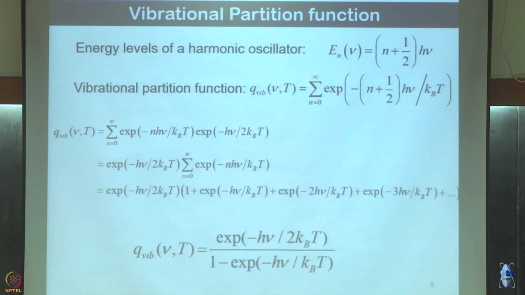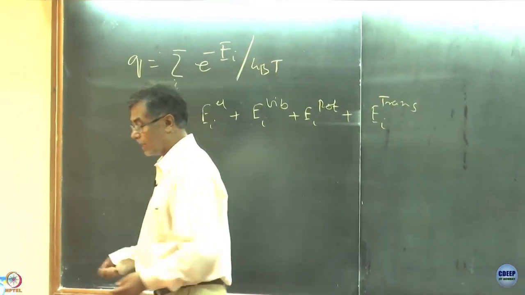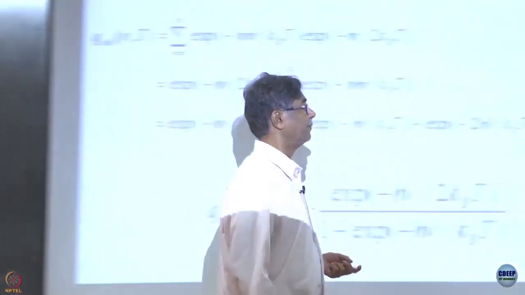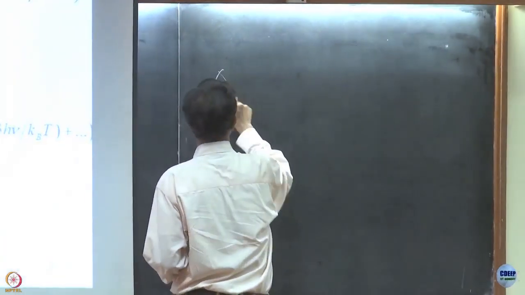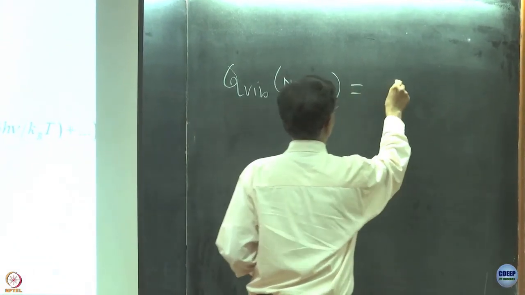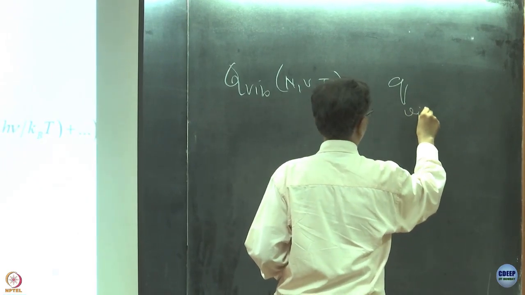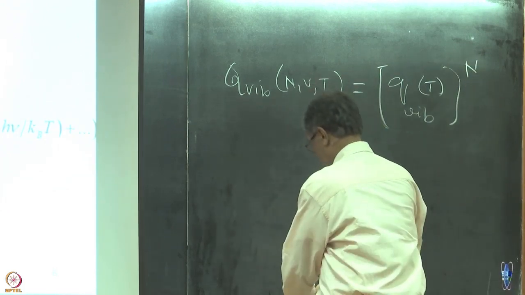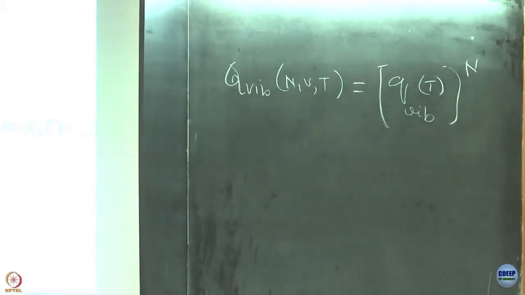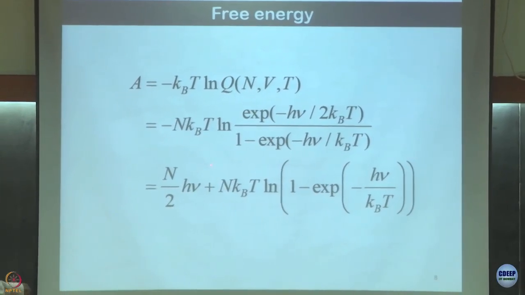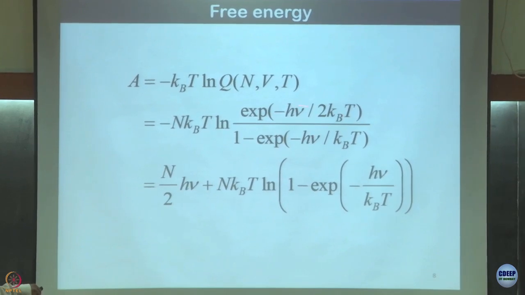If I have n number of non-interacting harmonic oscillators, exactly will be the same, and they will be to the power n, right. So, capital Q vibration NVT is Q vibration to the n. Okay. So, if that is the case, then ln Q, that n comes in front, n kBT, ln this quantity.